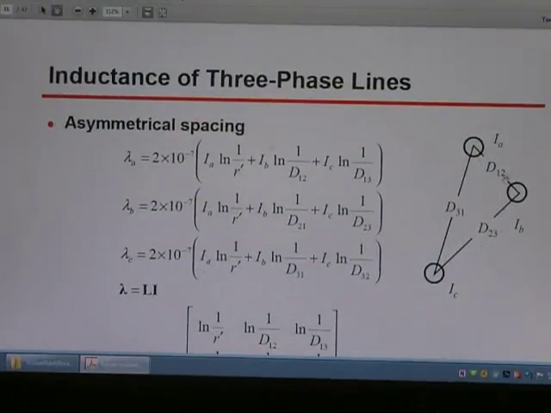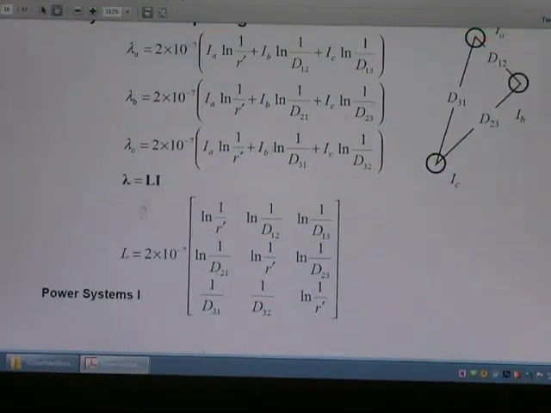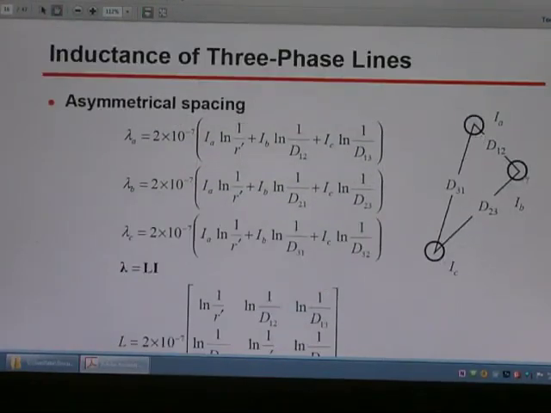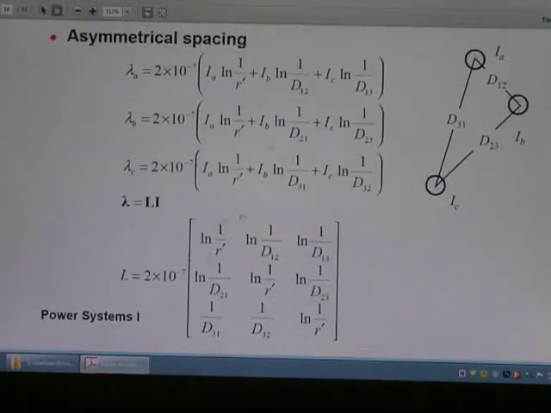And for asymmetrical spacing, where the distances between the conductors are not equal, we calculate by that equation.